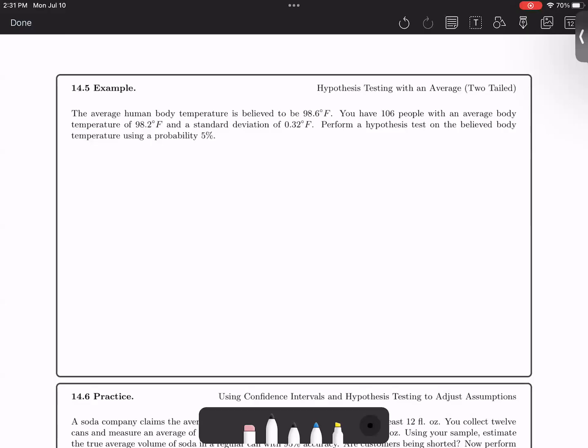Let's do a hypothesis test about averages. So this is going to be remarkably similar to a hypothesis test about proportions, but we just use the standard deviation of averages, and we use t-scores instead of z-scores.